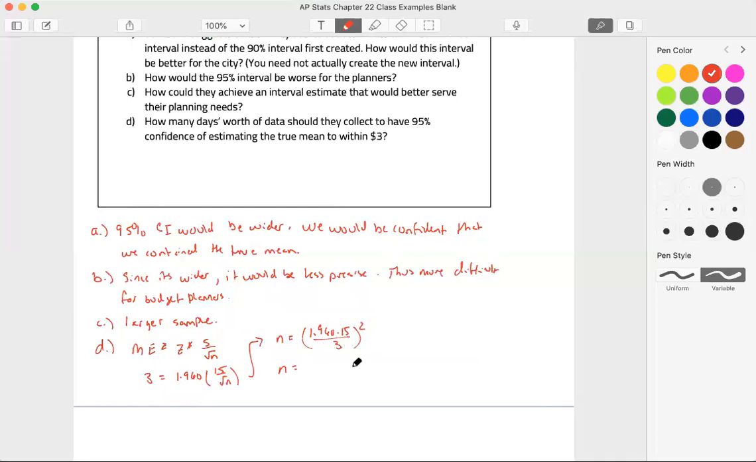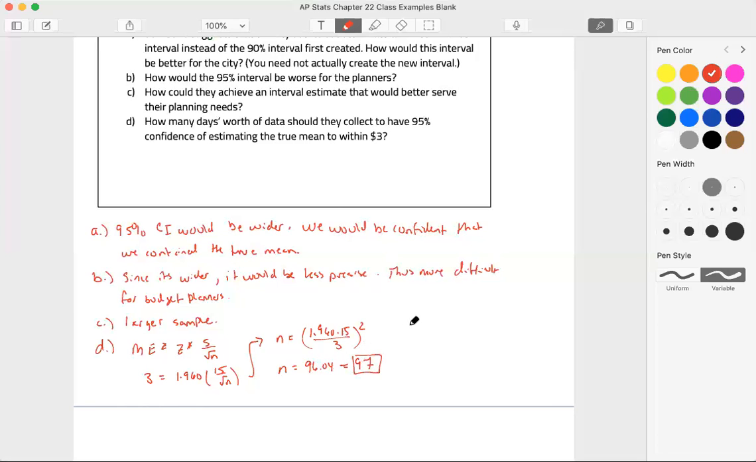Let's go ahead and do that. So 1.960 times 15, enter, divide by 3, and square it. So we should get 96.04, and then we want to round that up to be 97.